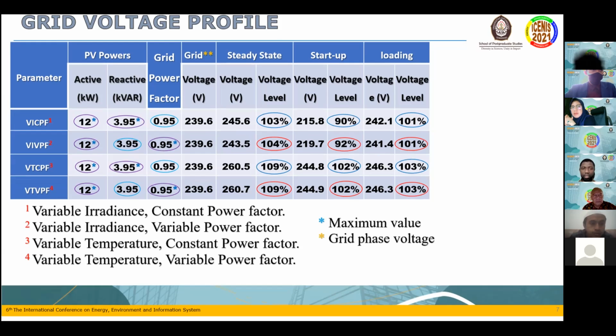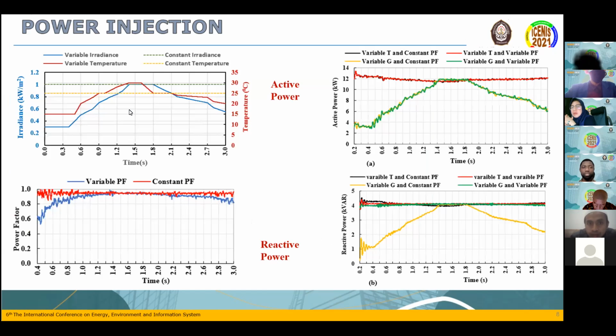Now, the active and reactive power we injected is shown in this graph. The first graph here is the irradiance and temperature that we applied, for the constant condition and the variable condition, I suppose, that we got from the grid. The third graph here is the active power, and the fourth graph, the reactive power.